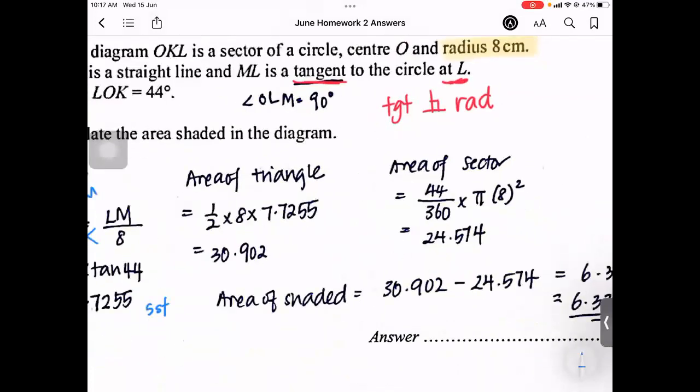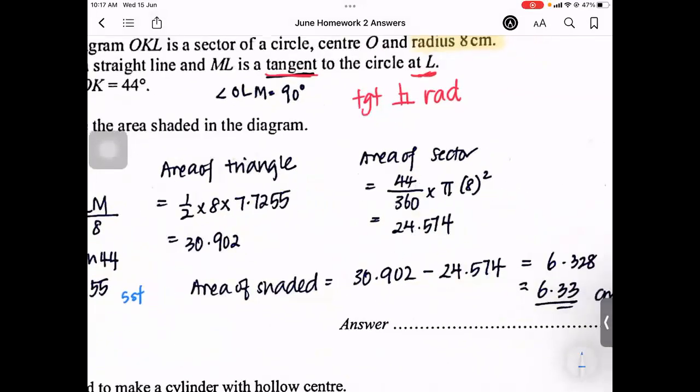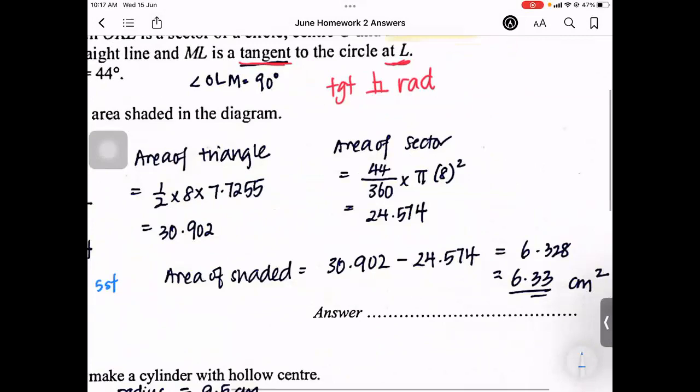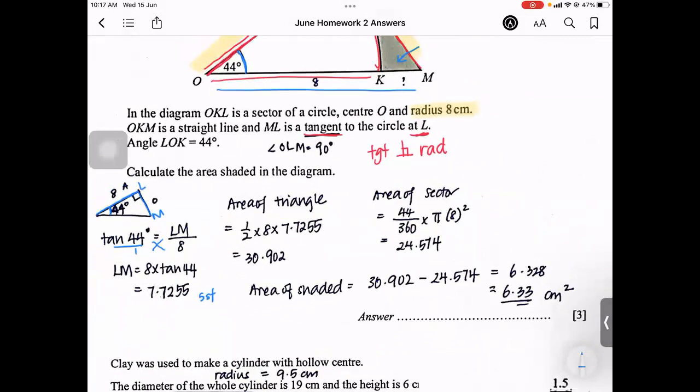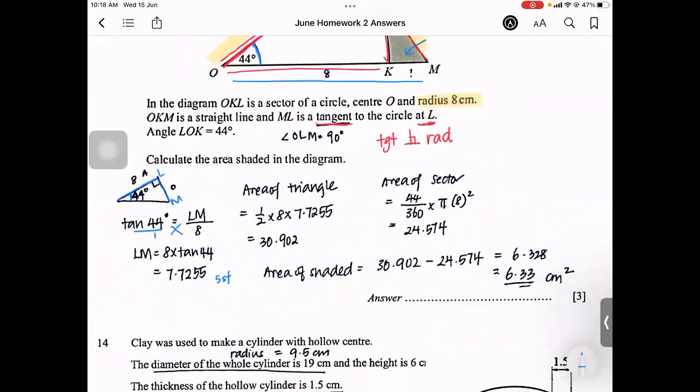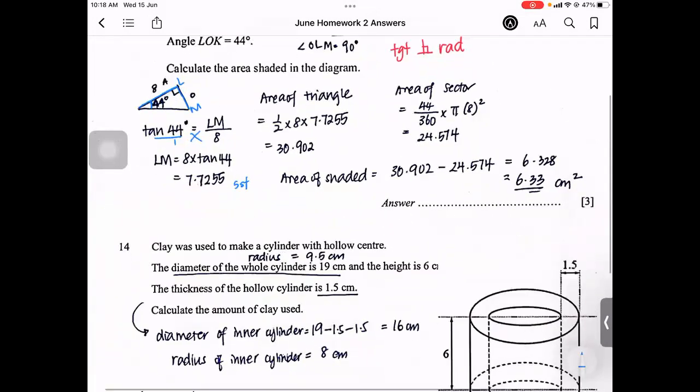So area of shaded region, subtract away, get my answer. This is a very good question that can come out in Paper 2. The first part, maybe they give you some circle properties, because the whole question is 8 marks, right? Then the second part, they can give you something like that. So this is a sample kind of question.